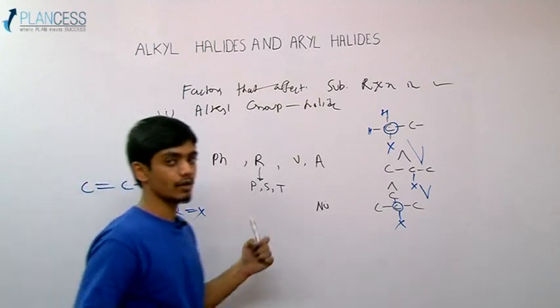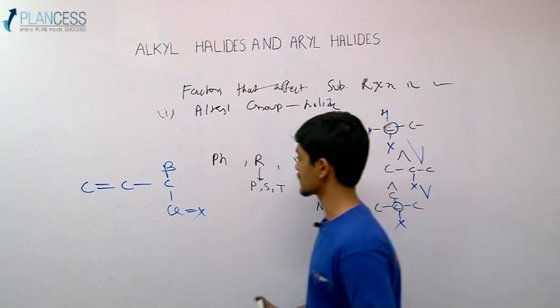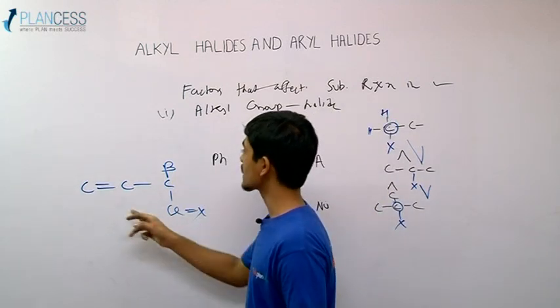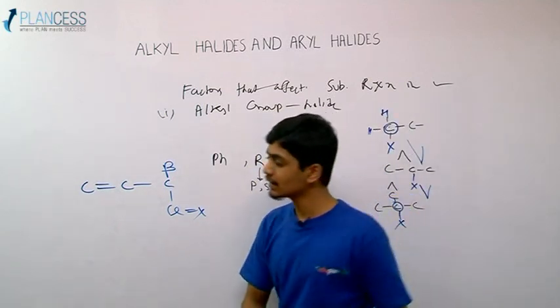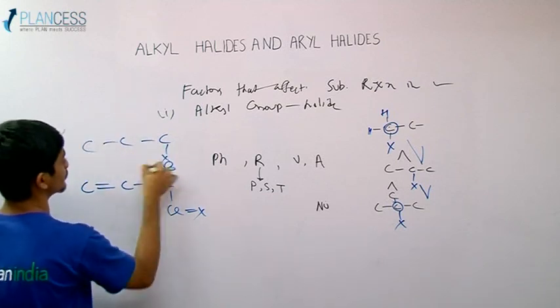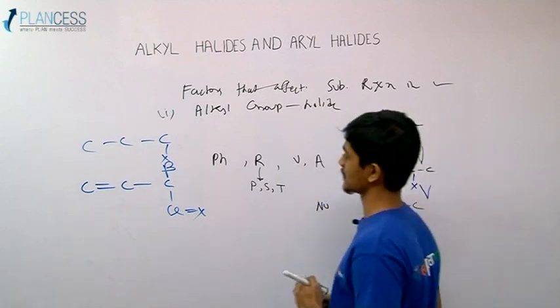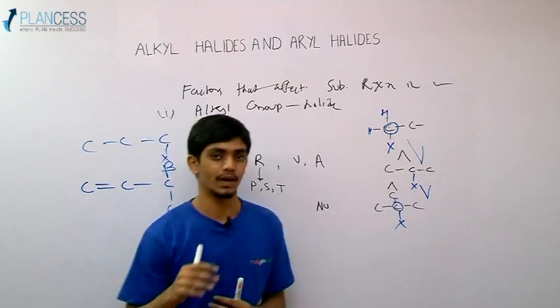Now I have already told you that this is not a vinylic halide because it is attached to an sp3 carbon, but the carbon is actually followed by a double bond. So it has got some special character, and definitely it is different from a simple halide like this. In what ways is it different? We can easily understand in what way it is different if we compare the reactivity towards SN1.